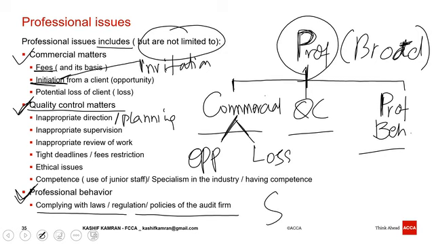Behavior. Skepticism. Should the auditor be skeptical? He should be. So if the auditor is not skeptical, is that another professional behavior lacking? So the auditor needs to be skeptical to demonstrate proper behavior. Professional behavior means the auditor needs to comply with laws and with regulations. So if the auditor is not demonstrating professional behavior, then obviously that will lead to the compromisation of quality, and obviously that will be a professional issue.